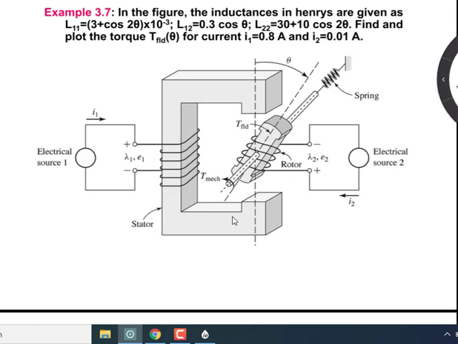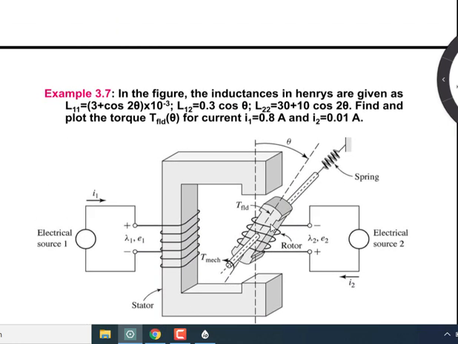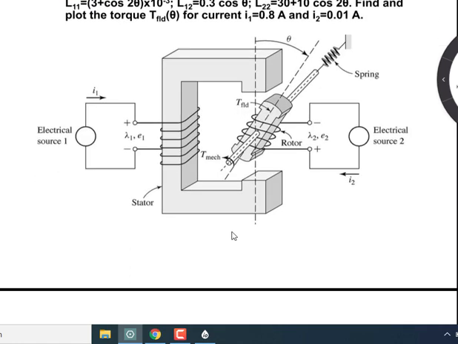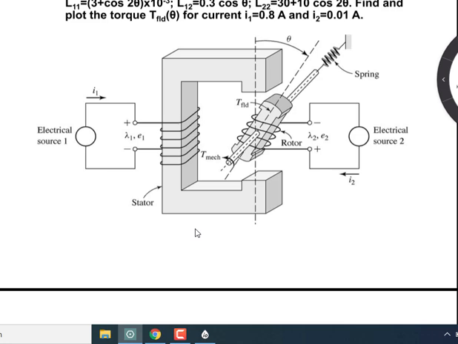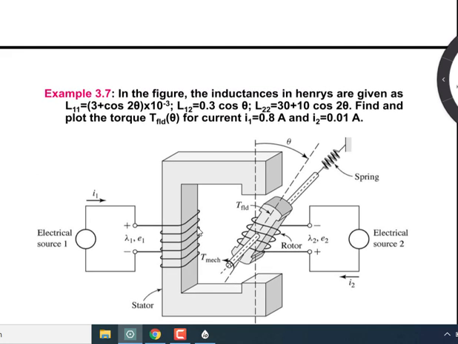So what we need to consider is the second example. This is the example here. Basically this system mimics the operation of your salient pole synchronous machine. In a salient pole synchronous machine, rotor and stator both are energized. Now in the stator we are having one winding.